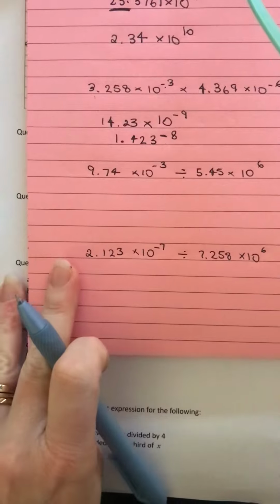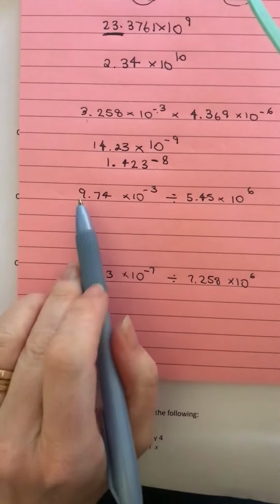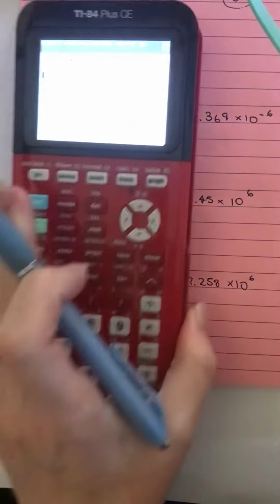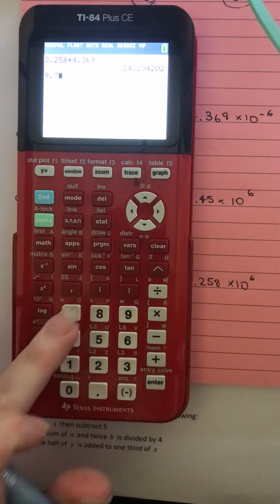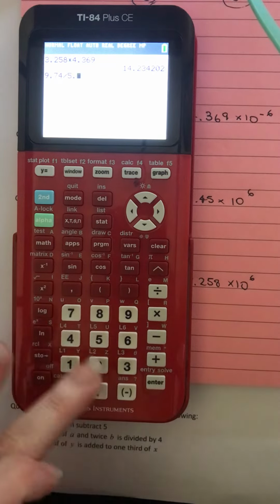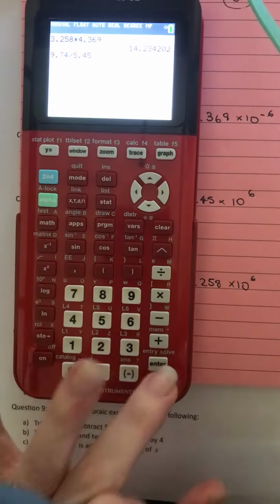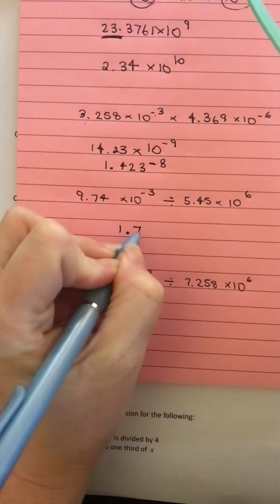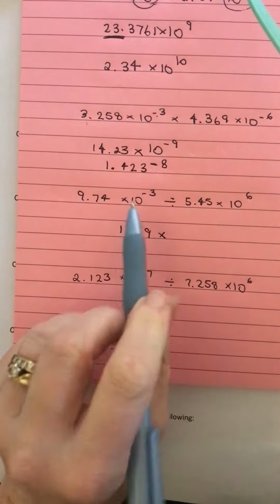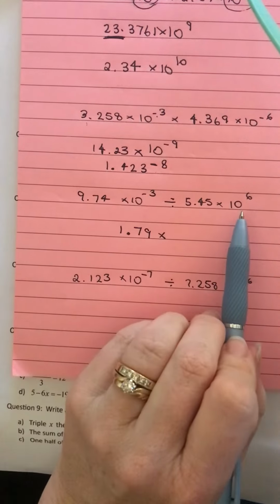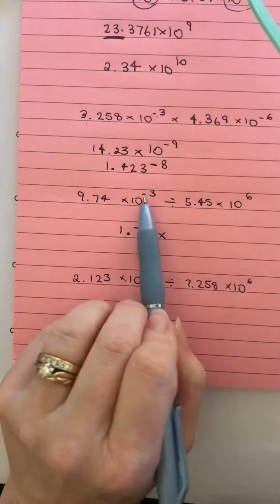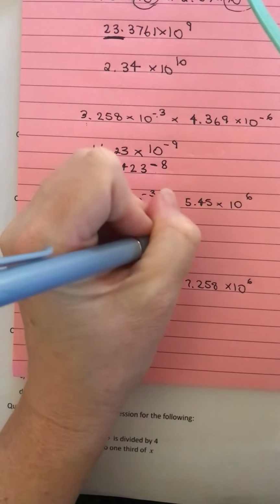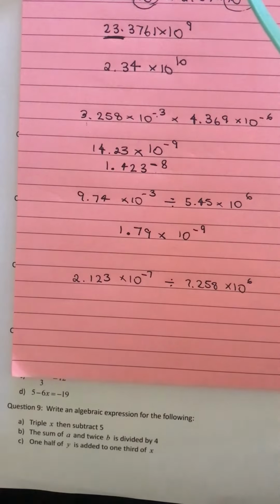Then we've got some division. So we'll do our 9.74 divided by our 5.45. So 9.74 divided by 5.45, and we get 1.787. So we'll round that to 1.79. And then we've got 10 to the negative 3. When we divide, we subtract. So negative 3 take away negative 6 is going to be negative 9.